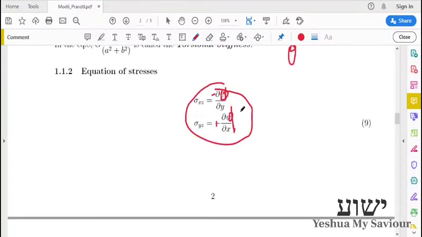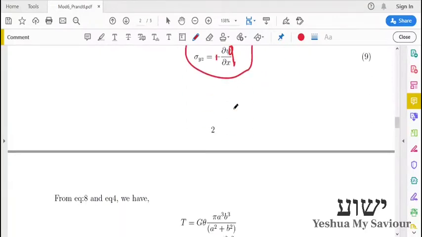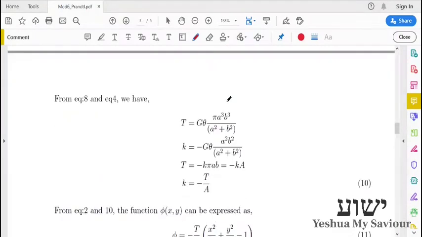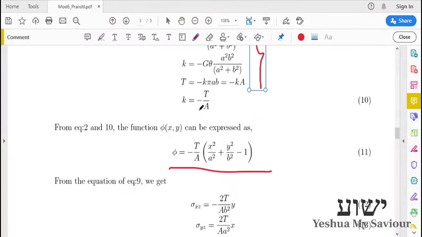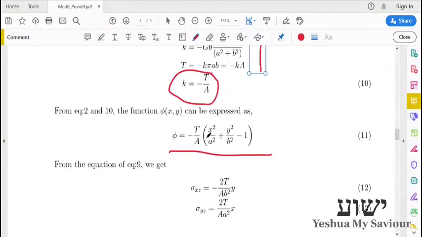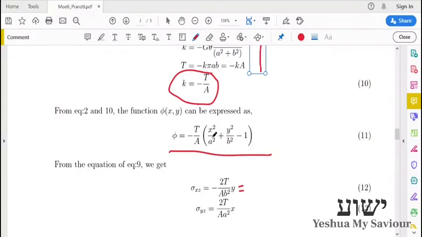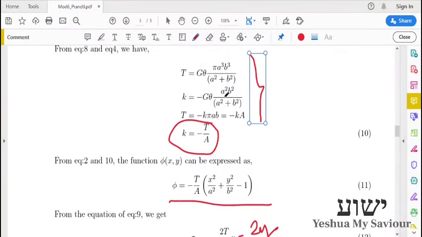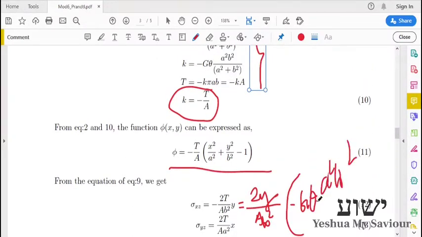Yeah, just substitute for phi, that is enough in terms of k. I would run it here. That's phi is equal to this thing. So k is minus t by a. So we will have minus 2 by t a b square into y. This can be written in terms of g and theta as 2 y by a b square, and k is minus g theta. The b square will cancel out.